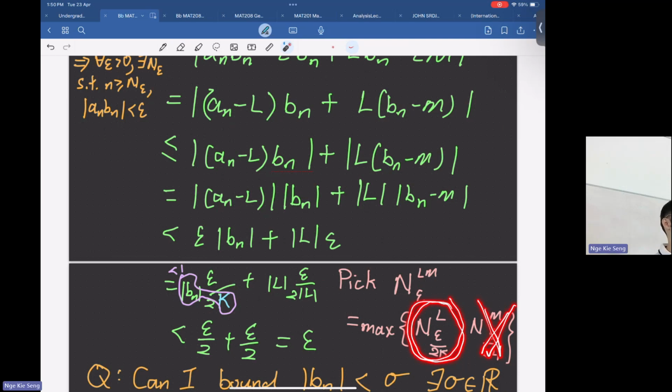Okay, I will write it out clearly in the lecture notes. But please get what I said first. I will write it out clearly. Okay, does it make sense?